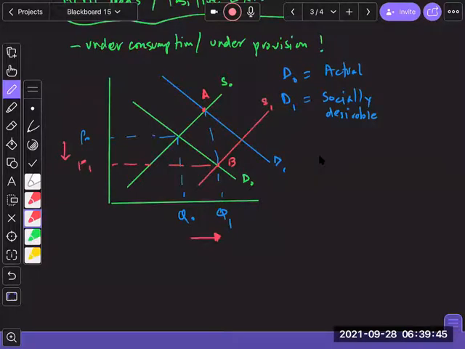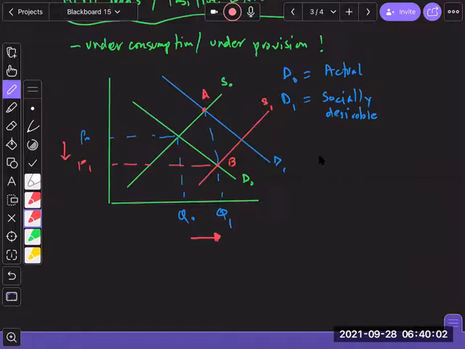Now, you can't give subsidies to some goods. What are the goods you can't give subsidies to? Or what are examples of where a subsidy cannot work?